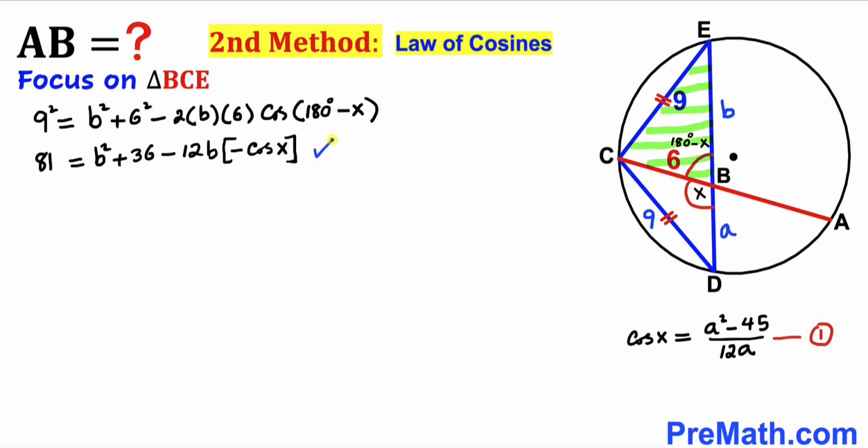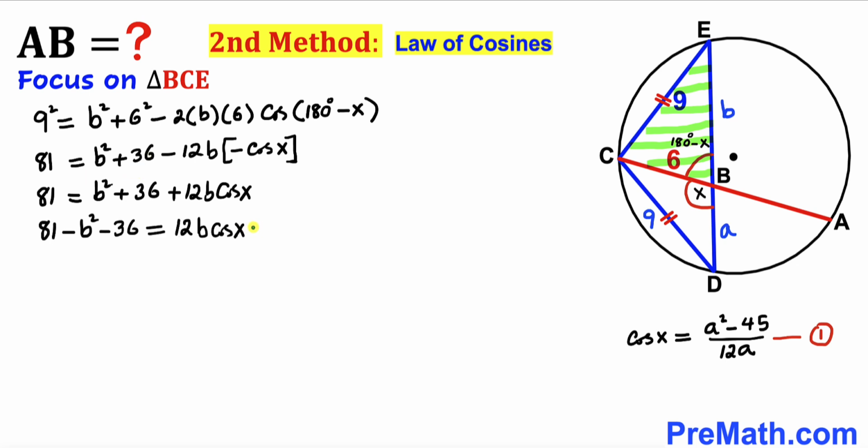As you can see in this next step, I have simplified everything, and I have replaced this identity by negative cosine of X. So therefore, we can write this one as 81 equal to b squared plus 36. This negative and negative become positive 12 times b times cosine of x. Let's go ahead and move this b squared and 36 to the other side, as you can see in this next step. Now let's go ahead and combine these two terms.